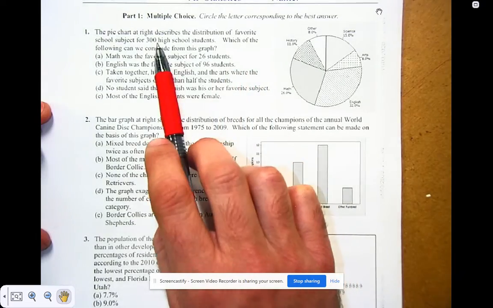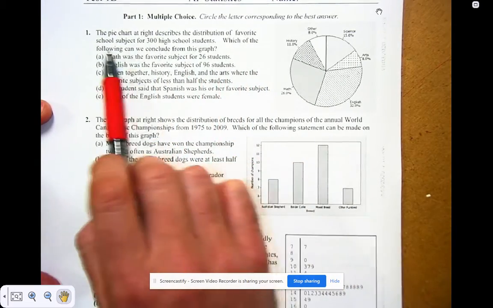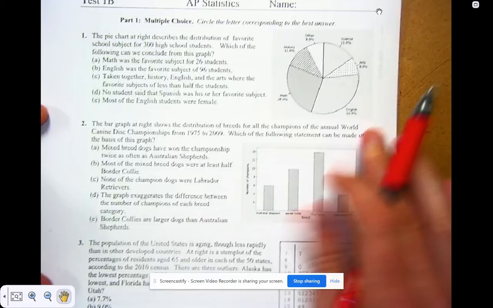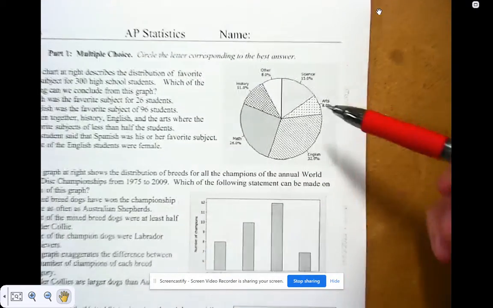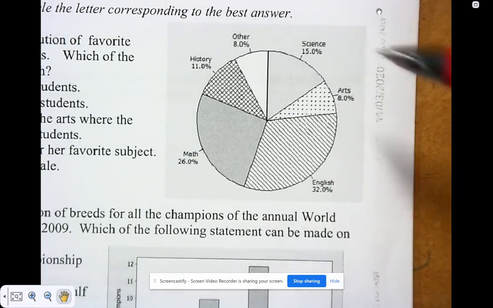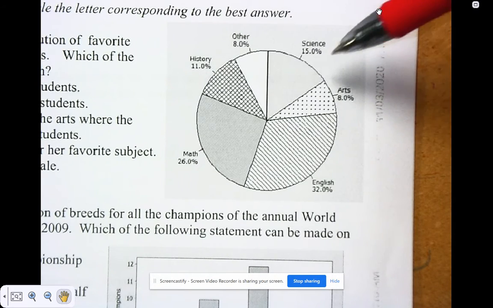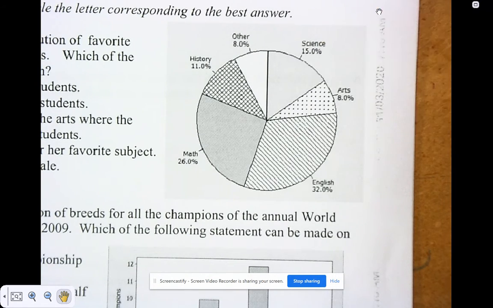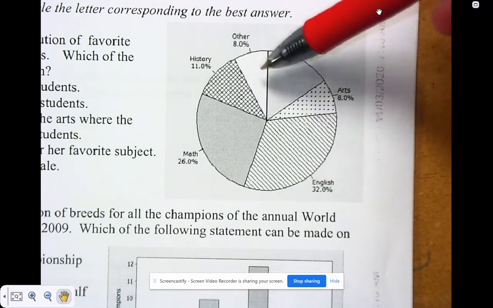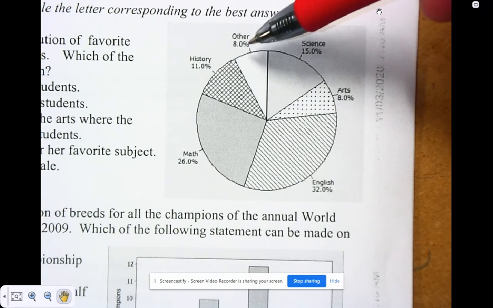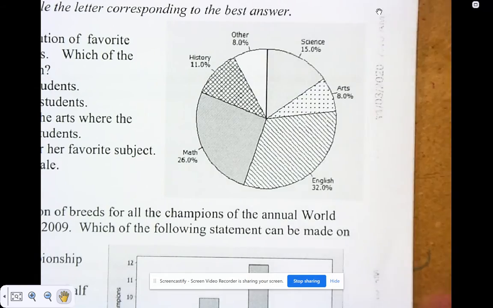distribution of favorite school subjects for 300 high school students. Which of the following can we conclude? So just in general, to zoom in on a pie graph, and I think you're all familiar with what they are, it just tells you this is the favorite subject. So 15% of all students like science, 8% like arts and so forth. And then you've got this other category that could be a bunch of other subjects.